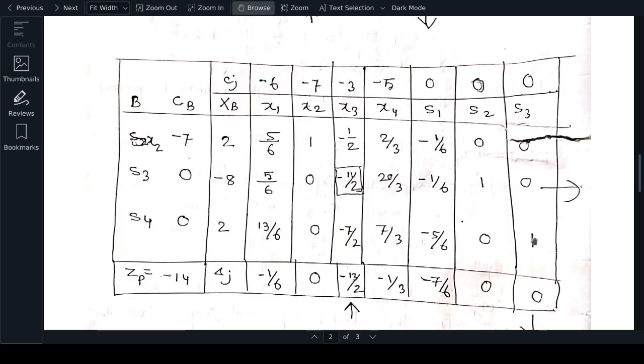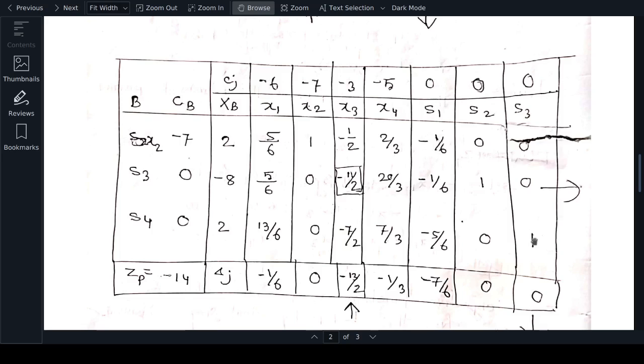In the second row, you calculate same as earlier, right? So second row, how to calculate? New element equals old element minus intersection of key row, key column divided by pivot element. So how to calculate? Minus 10, then minus symbol, then minus 1 into minus 12 divided by minus 6. So after calculating, you will get 5 by 6.